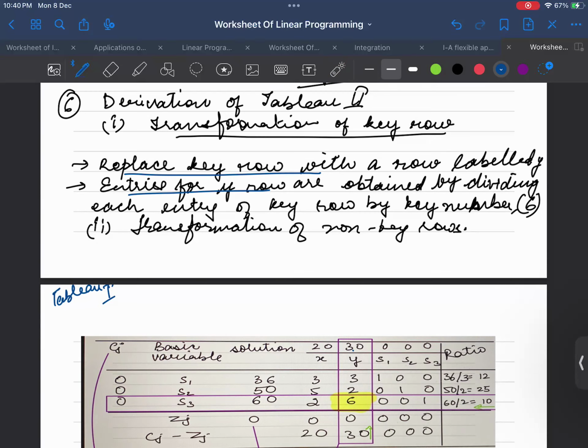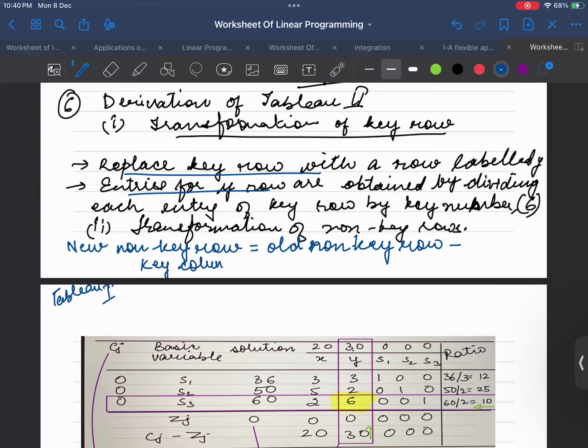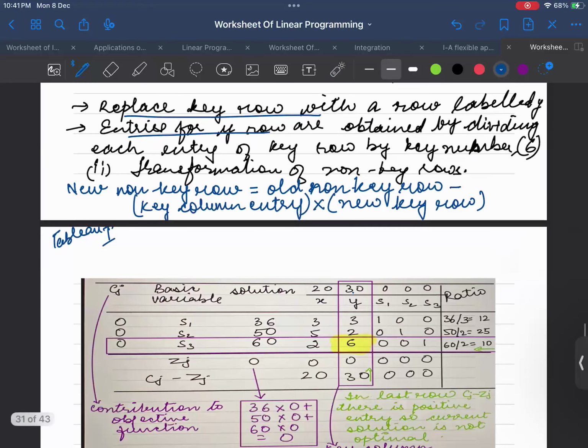It is like new non-key row equals to old non-key row. ओल्ड वाली नॉन की रो से, राइट, हम न्यू नॉन की रो इक्वल्स टू ओल्ड नॉन की रो, की रो माइनस वी सब्ट्रैक्ट व्हाट? की कॉलम एंट्री. जो भी हमारी की कॉलम में एंट्री आई हुई है वो वाली कॉलम एंट्री को मल्टीप्लाई करेंगे विद न्यू की रो. जो न्यू की रो की एंट्री होगी उन दोनों को आपस में मल्टीप्लाई करके एंड वी विल सब्ट्रैक्ट इट फ्रॉम ओल्ड नॉन की रो. सो बाय दैट वी विल गेट द न्यू नॉन की रो. हाउ? प्लीज इसको ध्यान से देख लो एक बार.